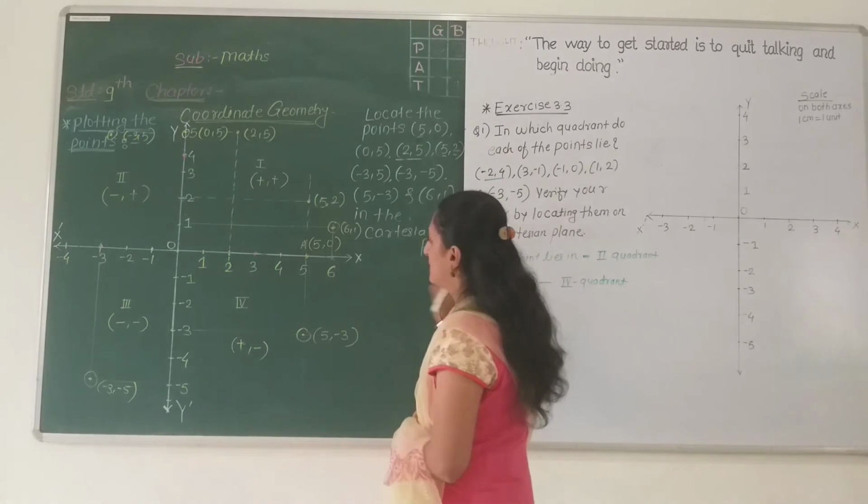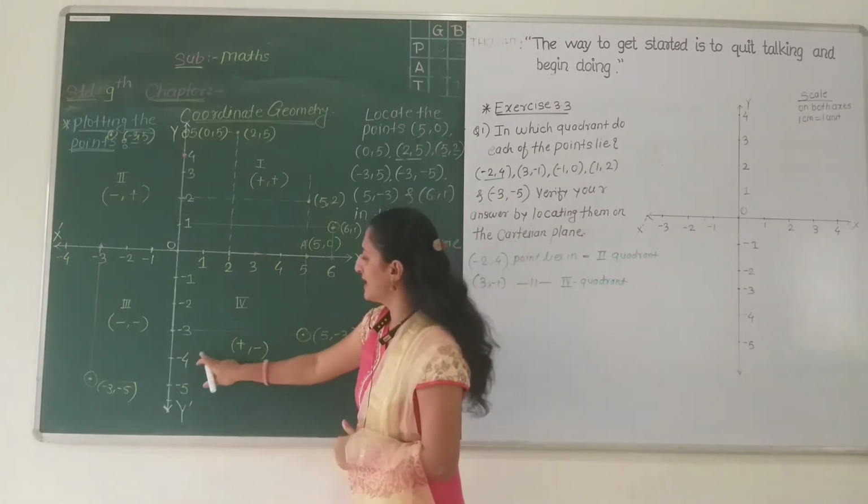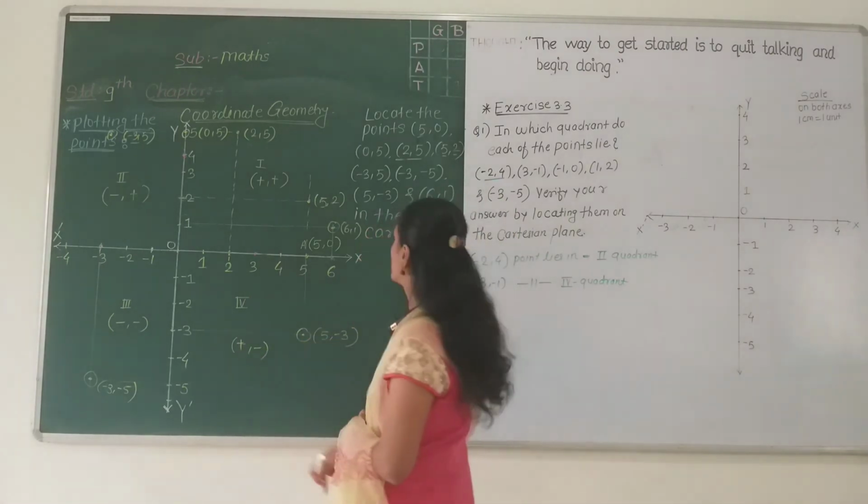Look at here. X is positive, y is negative. So it is in the fourth quadrant.